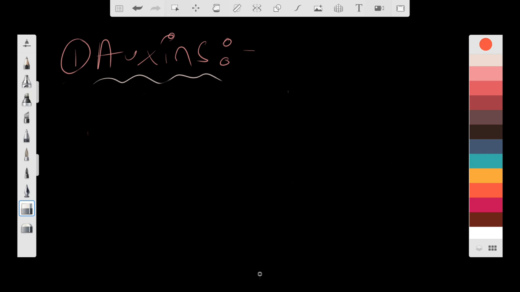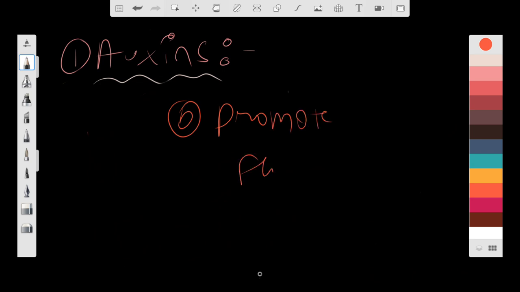Yes, let's move further. The next point is they promote flowering. The very essential point. Promote flowering in some plants like pineapples.